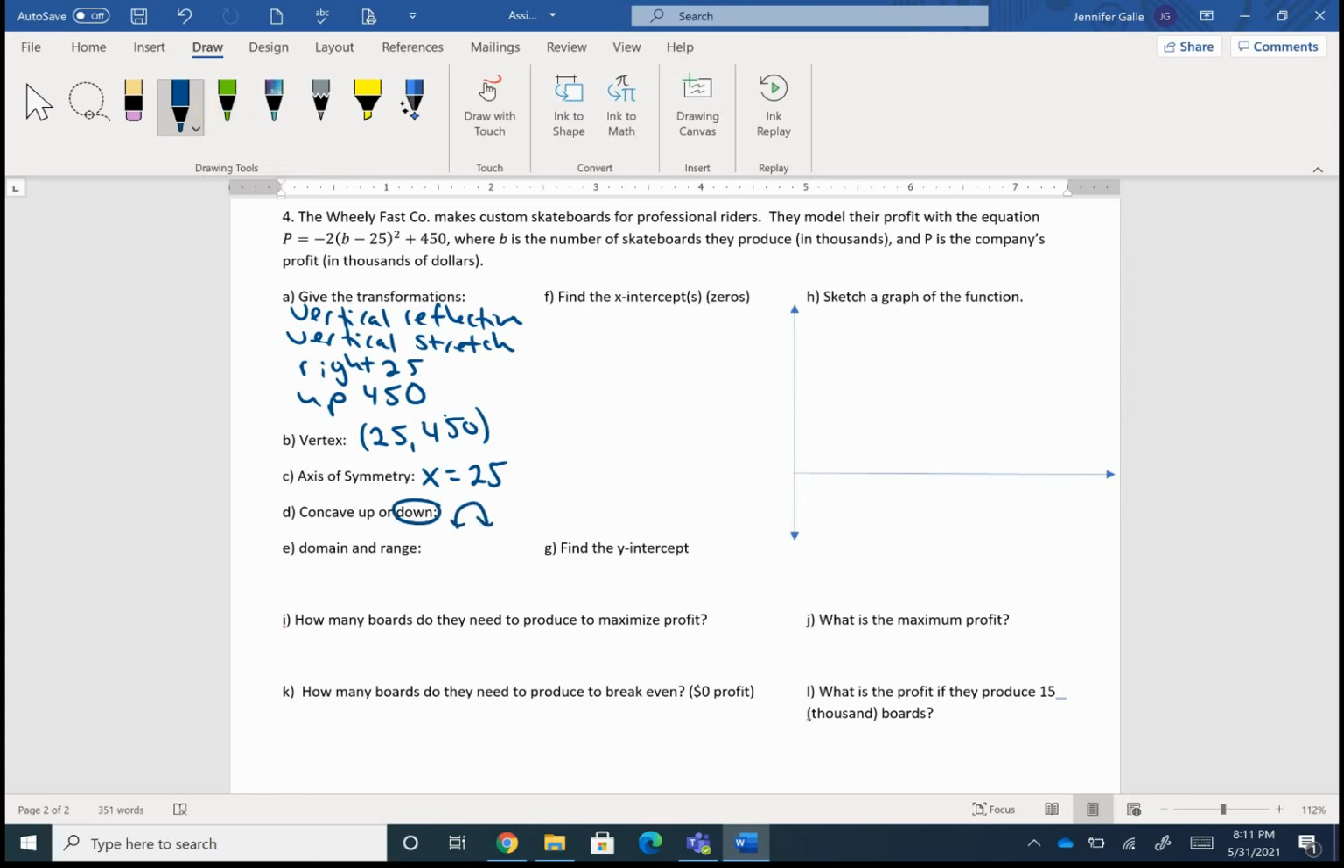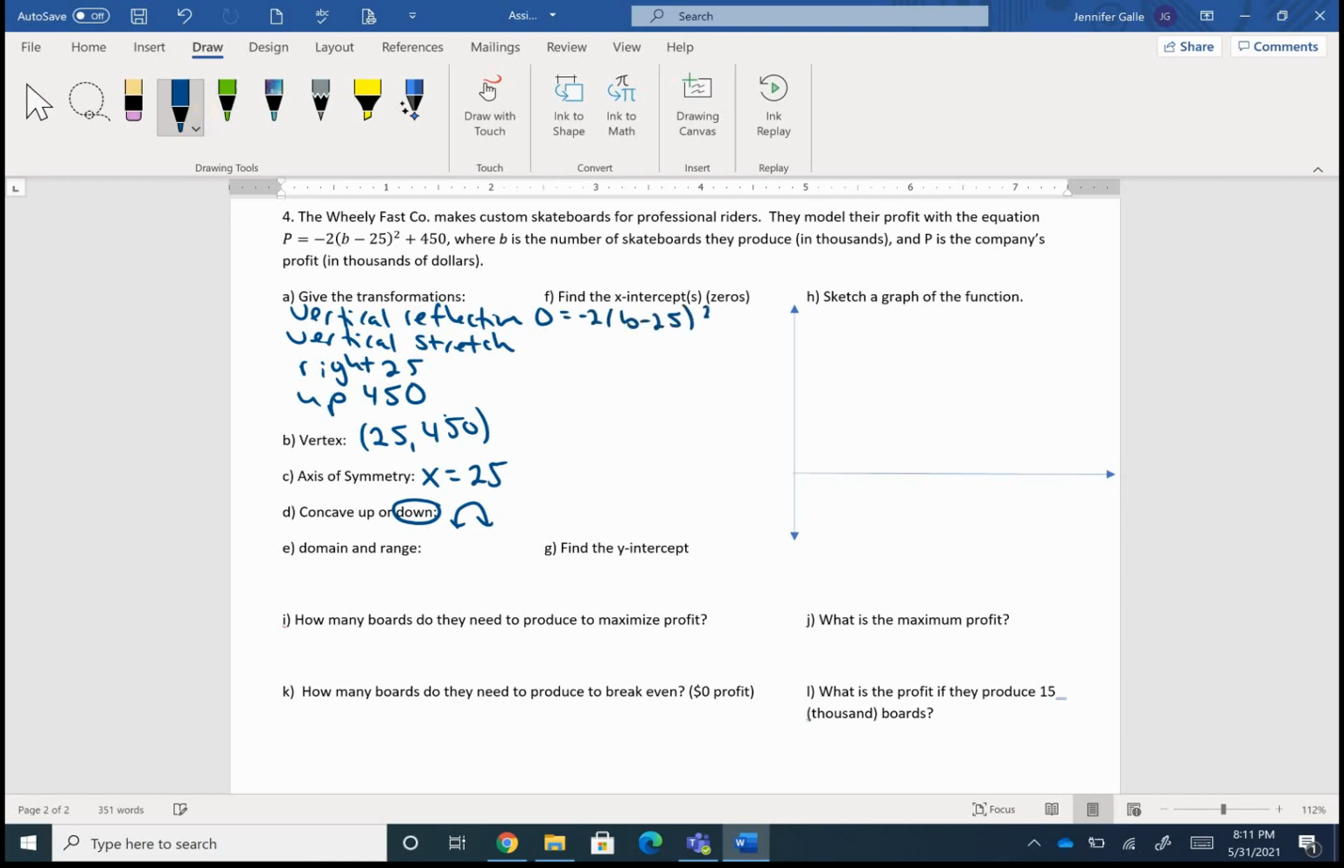The domain and range, we're going to have to wait on this. The domain and range are going to be a little bit different, given that this is an application situation, where our x value we're used to looking at for the domain is our number of skateboards. And our number of skateboards, we can't put in any number that we want there. So we're going to have to take a little closer look at that. So we can go ahead, though, and find our x-intercepts. We're going to put 0 in for y, which is actually P in this case.